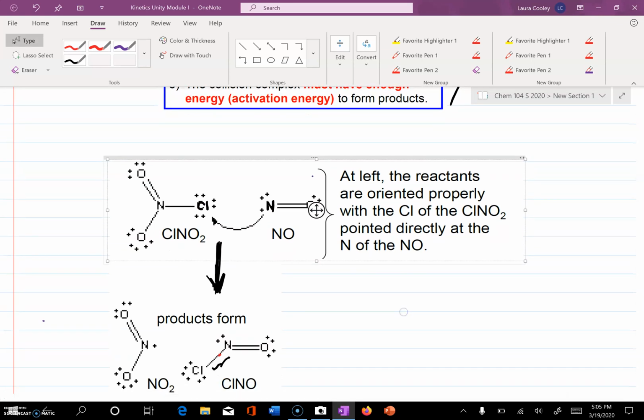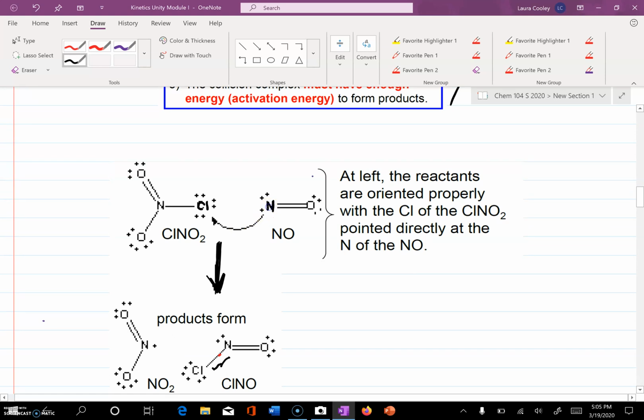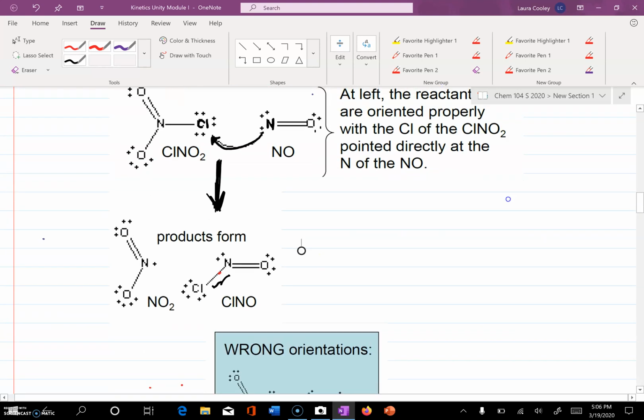And you could see that what's going on here is that this N and this Cl are going to form a bond with each other. And this is showing the electrons that are going to form the bond. That's what that arrow represents. And you could see down here, if you go a little further down, this is the bond that's forming.